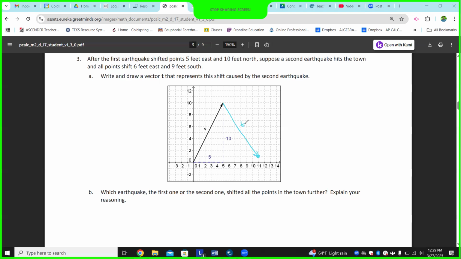All right, part B says, which earthquake, the first or the second, shifted points in the town the furthest? How would you know this? How would I figure out which one's furthest? Very good. These are basically triangles, right? We started with the Pythagorean theorem: A squared plus B squared equals C squared. It's usually the one thing in life y'all remember, you just don't know how it's applied. But these are all little triangles, right? If you recall, when we used this Pythagorean theorem to find the distance, what did our overall equation always end up being?